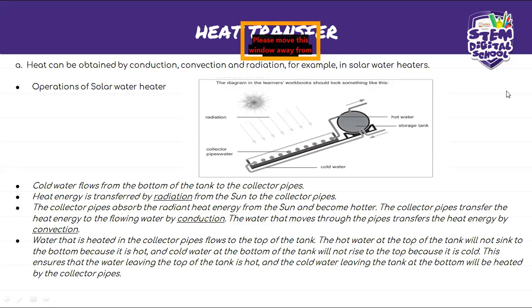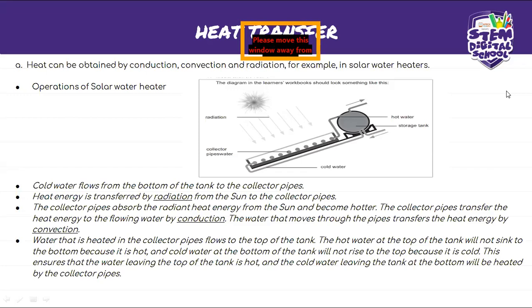Water that is heated in the collector pipes flows to the top of the tank. The hot water at the top of the tank will not sink to the bottom because it is hot, and the cold water at the bottom of the tank will not rise to the top because it is cold. This ensures that the water leaving the top of the tank is hot, and the cold water leaving the tank at the bottom will be heated by the collector pipes.